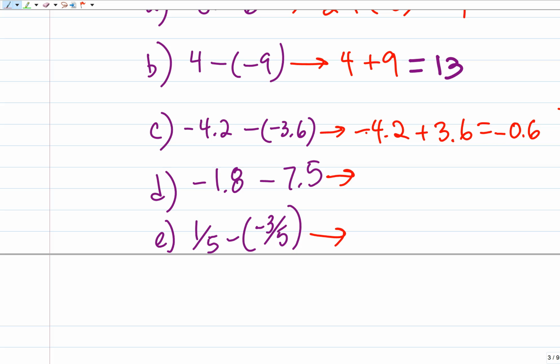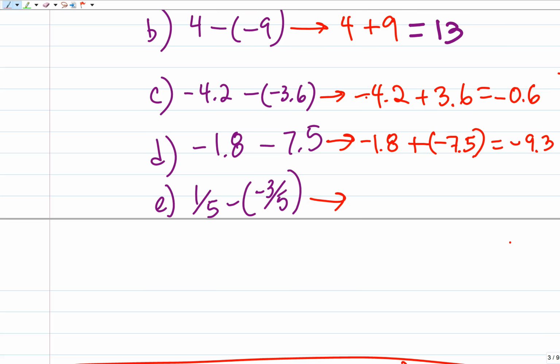Negative 1.8 minus 7.5 is the same thing as negative 1.8 plus negative 7.5. Are those going to combine or cancel? Same sign, combine, right? So I'm looking at 9.3. I can add that in my head. What about the sign? Stays the same. And if it's a fraction, all the rules change. What is 1/5 minus negative 3/5?